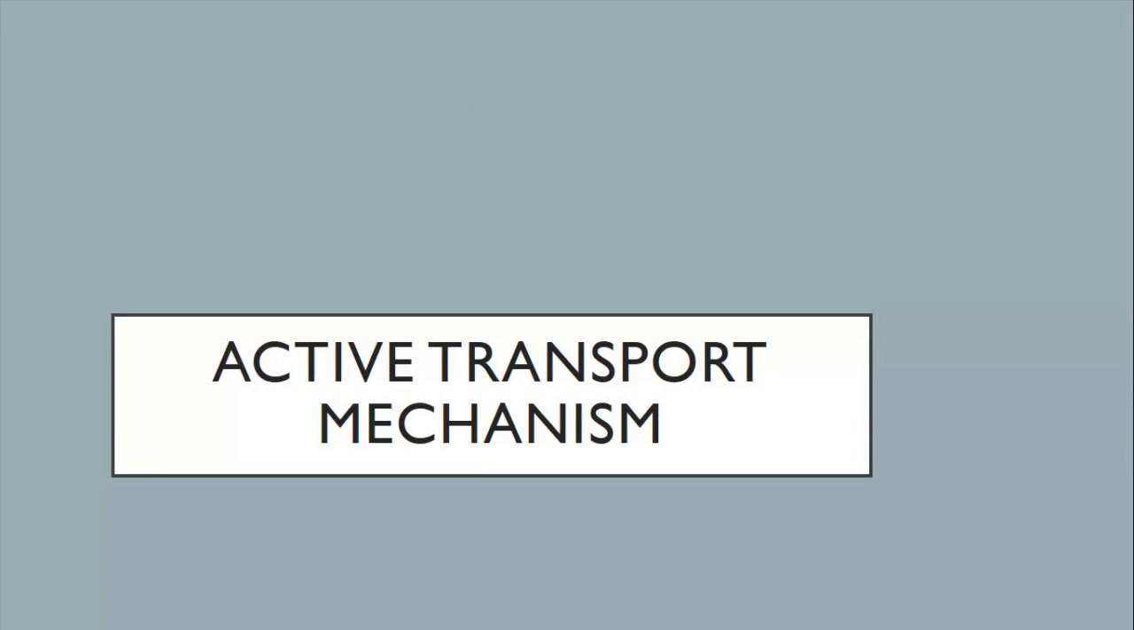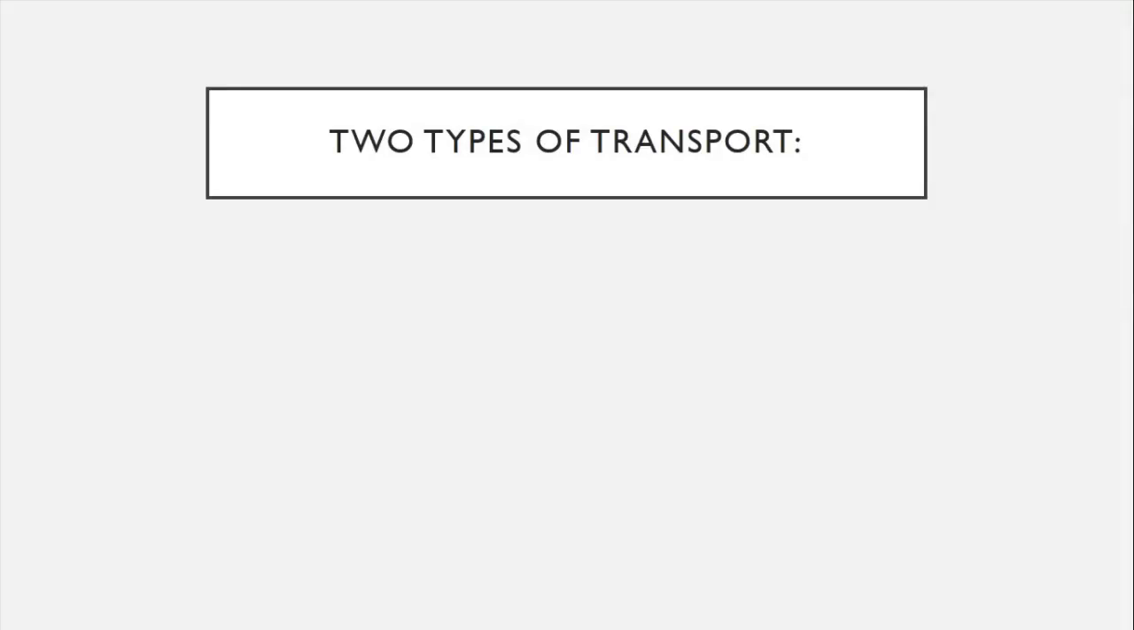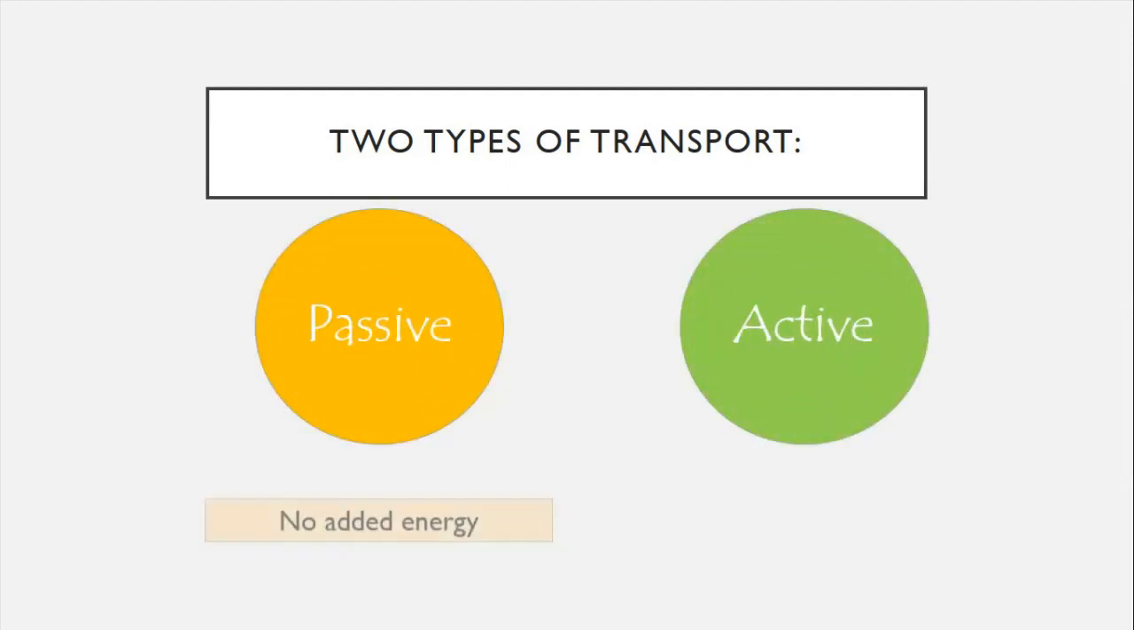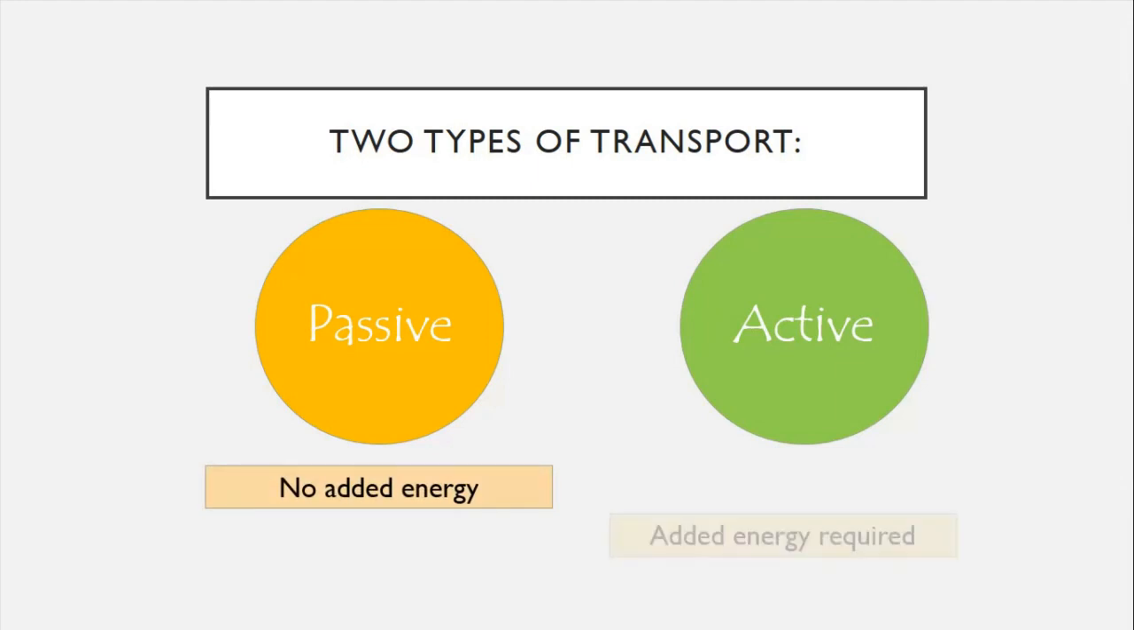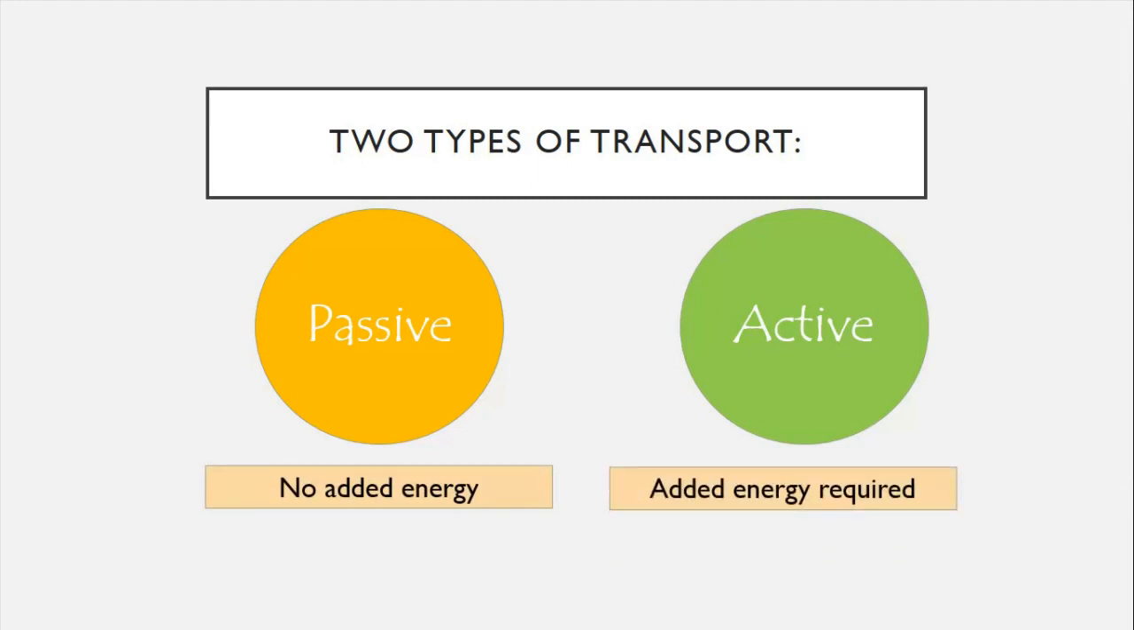transport mechanism. There are two types of transport, the passive and the active. Passive requires no added energy, and active does require added energy.